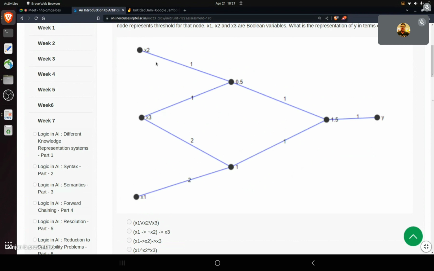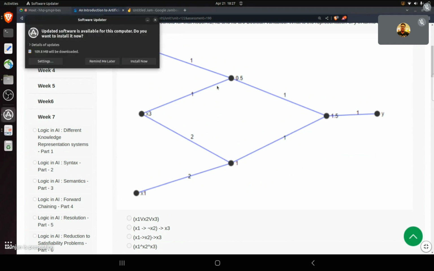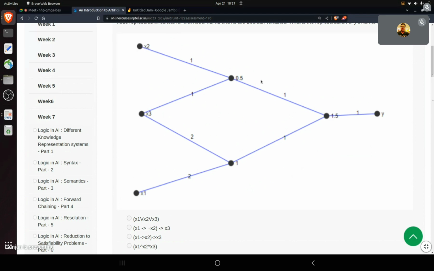If you look further from this, this is also symmetrical. The value of the threshold does not matter. This is just an OR gate, and this is an OR gate. So I'm saying x1 and x2 are symmetrical. Furthermore, it's an AND gate, but the previous two are OR gates, and this triangle 0.5, 1, 1.5 looks like an AND gate. But the node value does not matter. It's symmetrical from here on out.